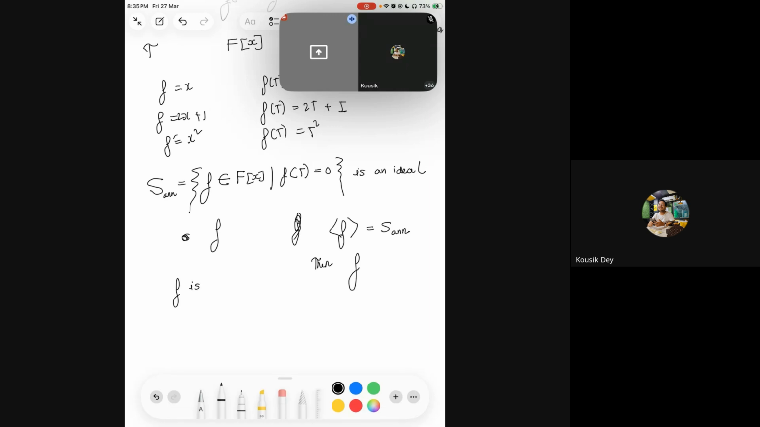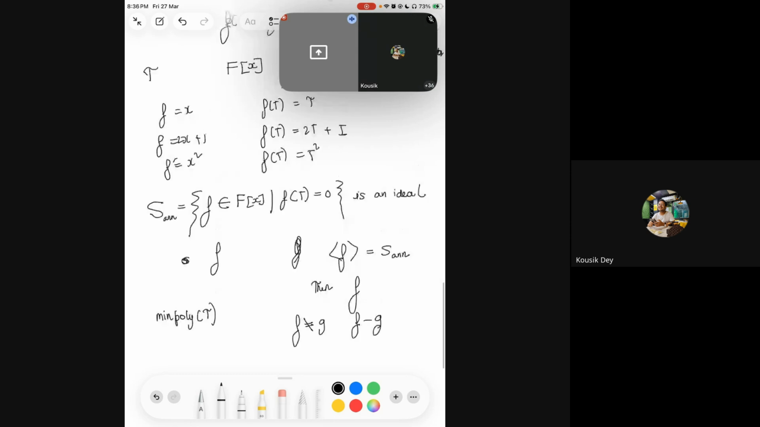So f is a minimal polynomial. There is a monic generator of this ideal, which we call the minimal polynomial of T. And if there are two, f and g, with f not equal to g and both monic, you can just take f minus g. Since S_T is an ideal, f minus g is still in it, but the degree reduces. So that is a contradiction. So this is necessarily the construction of a minimal polynomial of T.